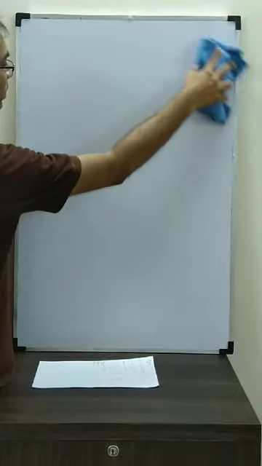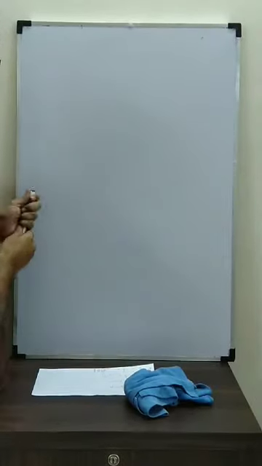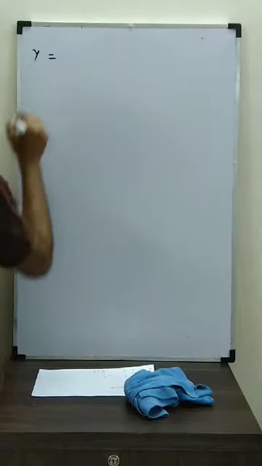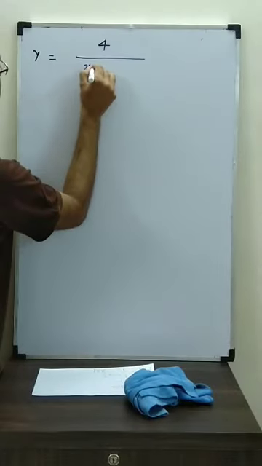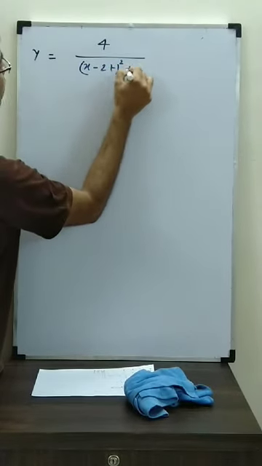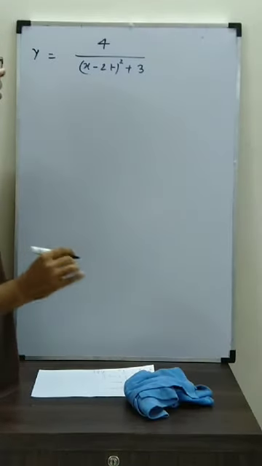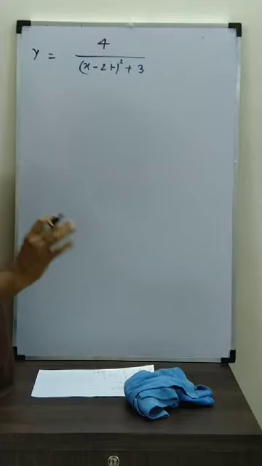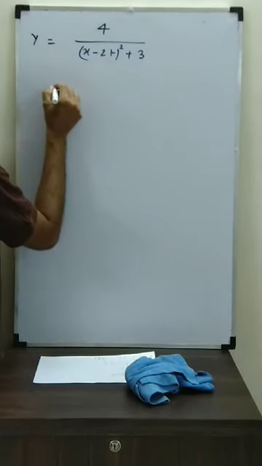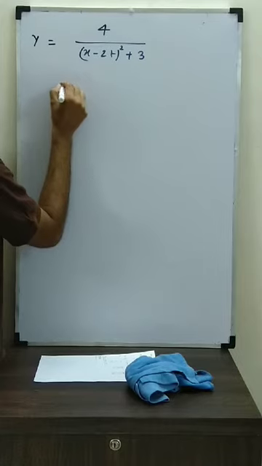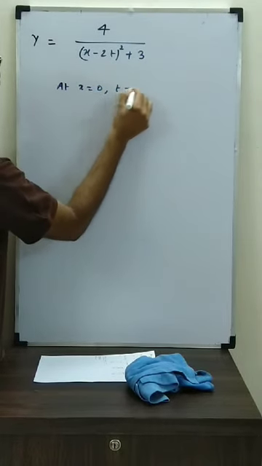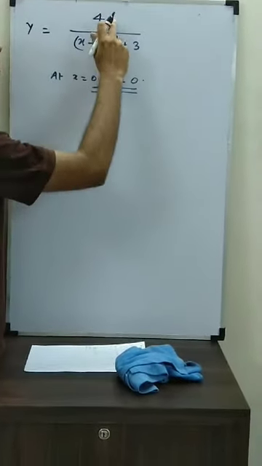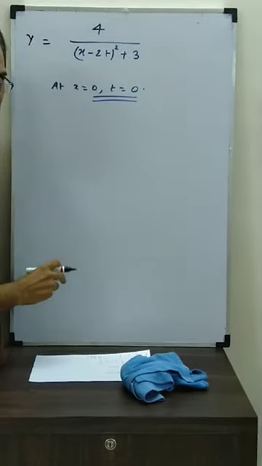Question number 1 we will solve. First of all, it's given that this is a wave function, something like y equal to 4 by (x minus 2t) whole square plus 3. The question is saying it's a wave function. So let us first determine whether it represents a wave or not. Suppose at x equal to 0 and t equal to 0, is it defined or not? Put x equal to 0, t equal to 0. What's coming? y equal to 4 by 3. That means it has a value.